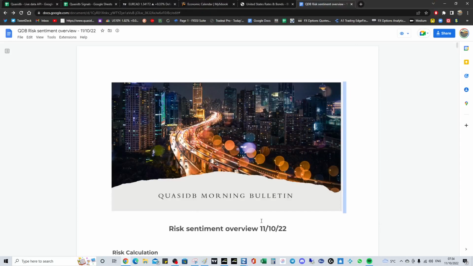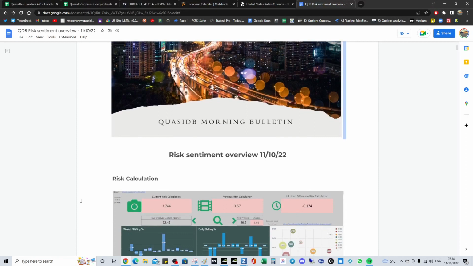Risk sentiment overview for the 11th of the 10th, 2022. We had quite a bit of UK data, and so we have to obviously take that into account for the trade of the day. And the trade of the day is to do with the pound, so we have to be really, really careful.